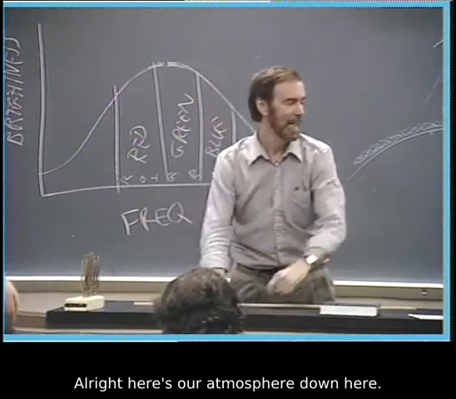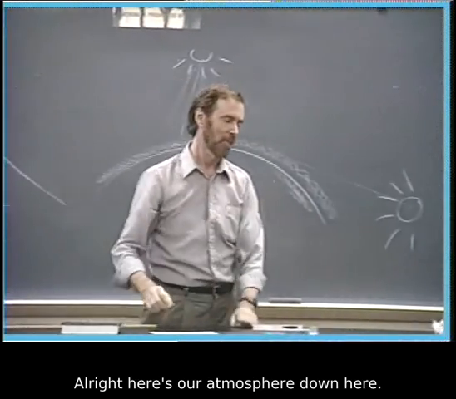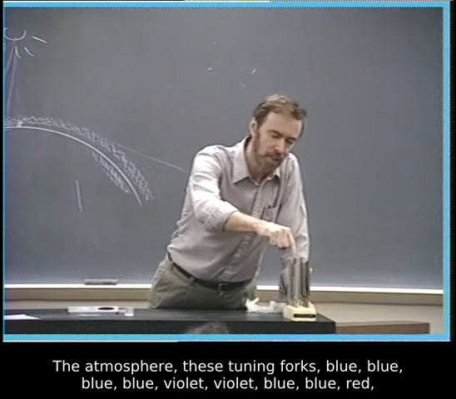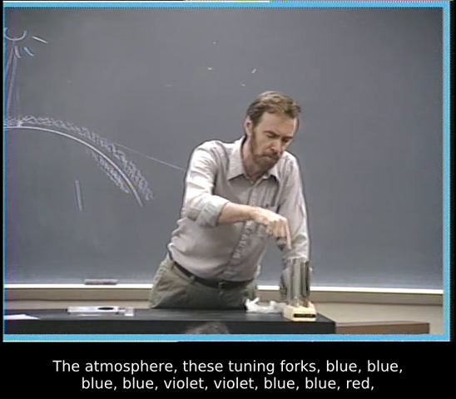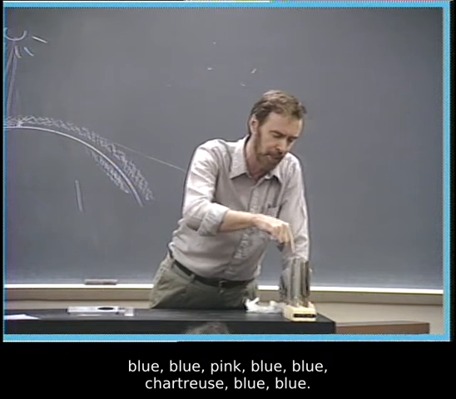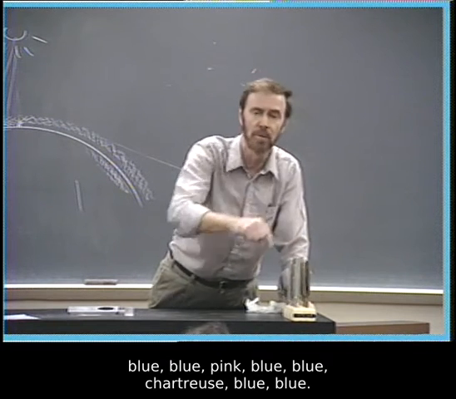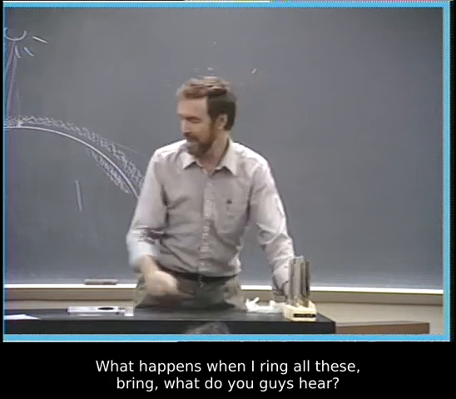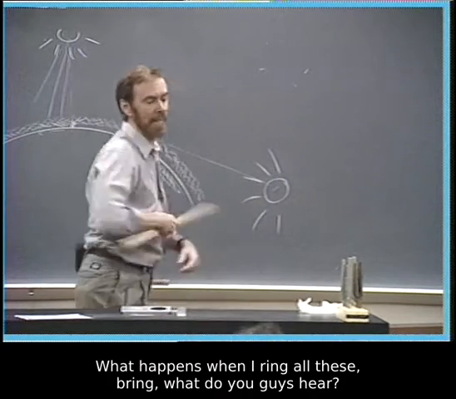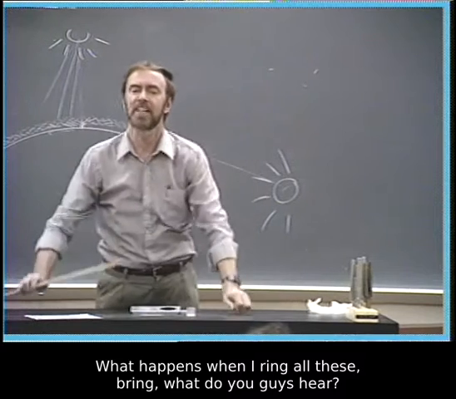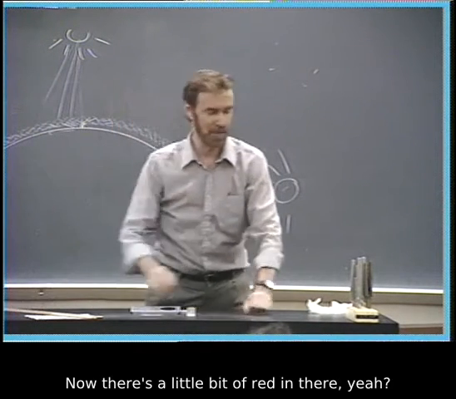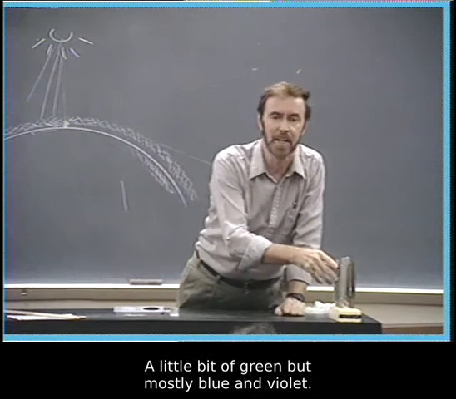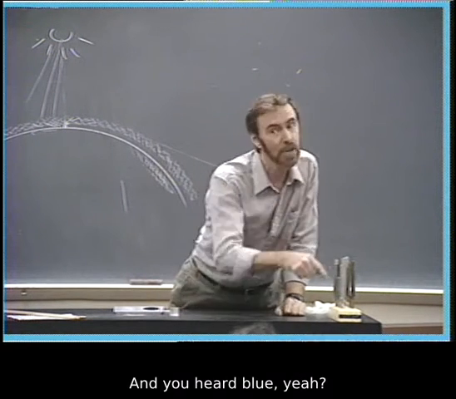All right. Here's our atmosphere down here. These tuning forks: blue, blue, blue, blue, blue, violet, violet, blue, blue, red, blue, blue, pink, blue, blue, chartreuse, blue, blue. Get the idea? What's happening? I take and I ring all these. What do you guys hear? Blue. You all heard blue. That's right. Now just a little bit of red in there, yeah? A little bit of green in it. Well, mostly what? Blue and violet, yeah? And you heard blue, yeah?